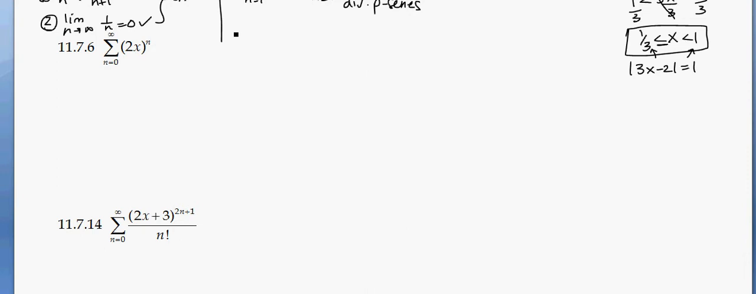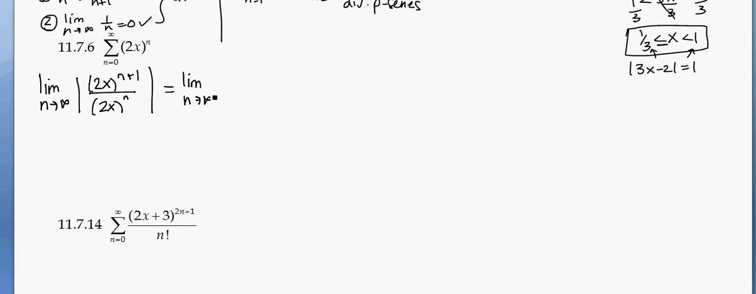We've got 2x to the n. So the center here is going to be 0, and let's apply our ratio test. So this is going to be 2x to the n times 2x to the first, all over 2x to the n. So those are going to cancel, and we're left with the absolute value of 2x.